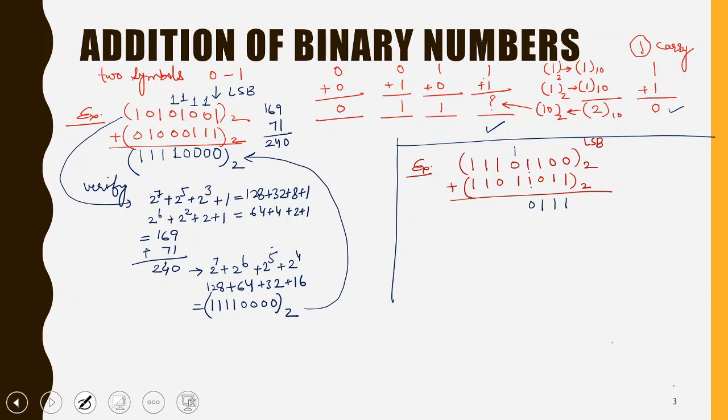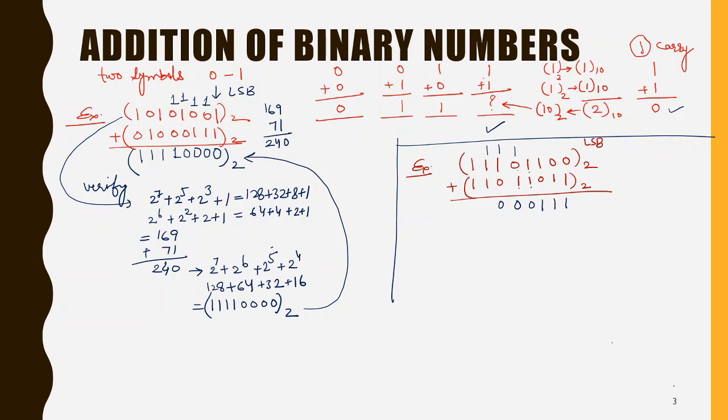Okay, 0 plus 1 is 1. Sorry, 0 plus 1 is 1 and 1 plus 1 is 0 and carry 1. Okay, 1 plus 0 is 1, and 1 plus 1 is 0 and carry goes 1. Now see this carefully. This is another example of having three ones. Okay, so three ones means 1 plus 1 plus 1.